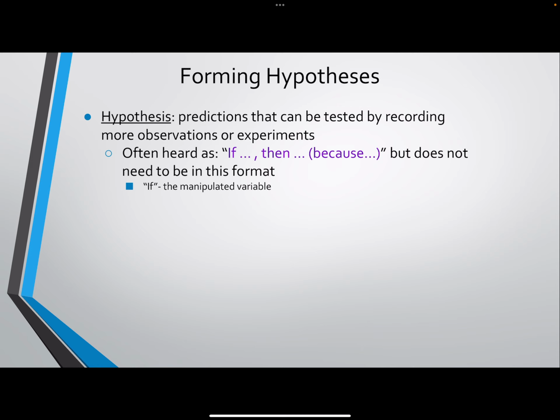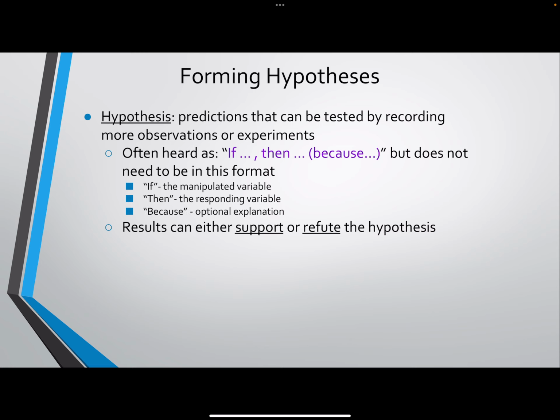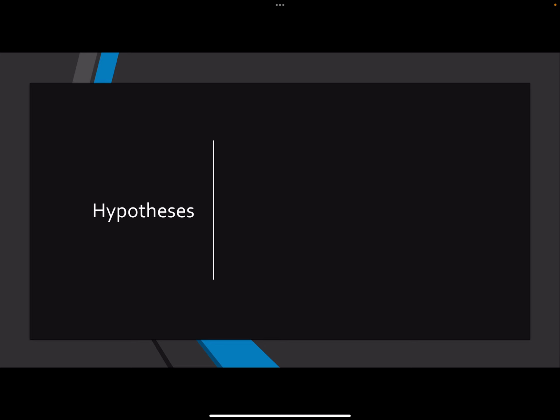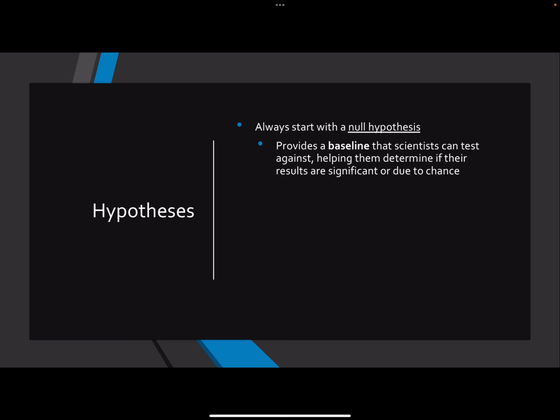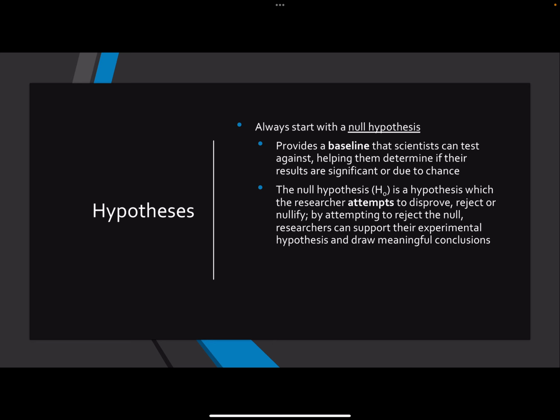Hypothesis, what is it? A hypothesis is a prediction that can be tested by recording more observations or experiments, often heard as if, then, because, but it does not need to be in that format. The if is usually the manipulated variable, the then is the responding variable, and because is an optional explanation. The results from a hypothesis can either support or refute the hypothesis, but you would never want to say that a hypothesis is correct or that the hypothesis is incorrect.